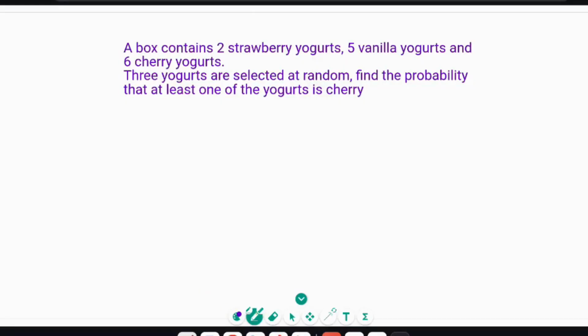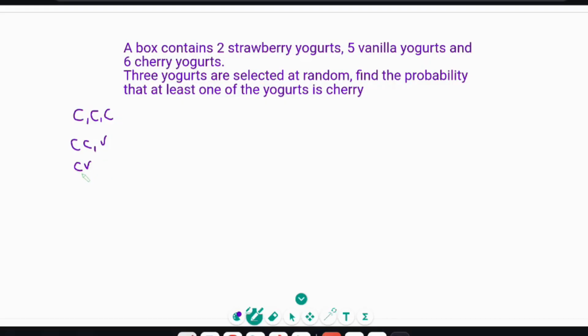A box contains 2 strawberry yogurts, 5 vanilla yogurts, and 6 cherry yogurts. 3 yogurts are selected at random. Find the probability at least one of the yogurts is cherry. Right now, if we want at least one of the yogurts being cherry, and you look at all the examples, you'll see there's going to be loads of them. So at least 1 cherry would be cherry, cherry, cherry, cherry, cherry, vanilla, cherry, vanilla, cherry. Can you see there's going to be loads and loads of ways of getting 3 yogurts with 1 being cherry.